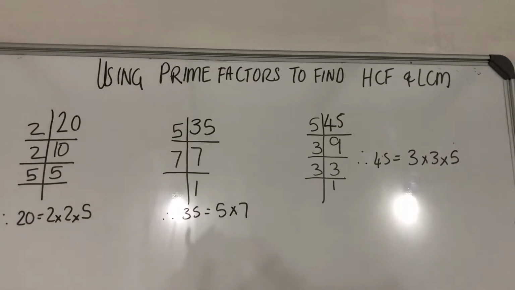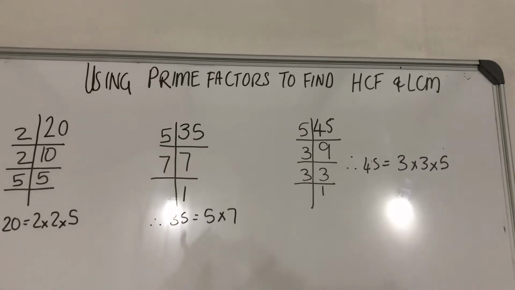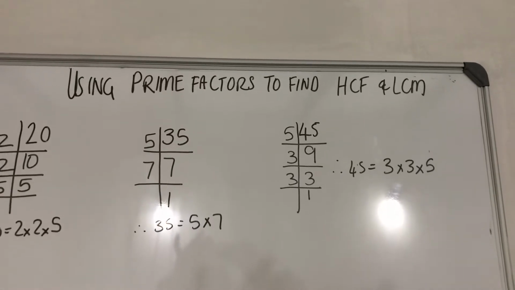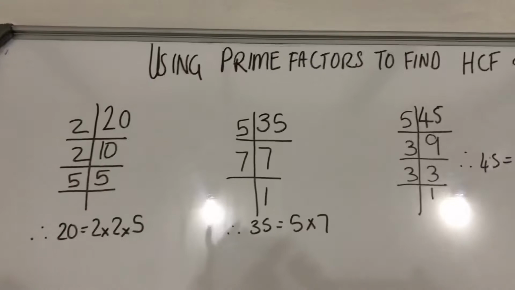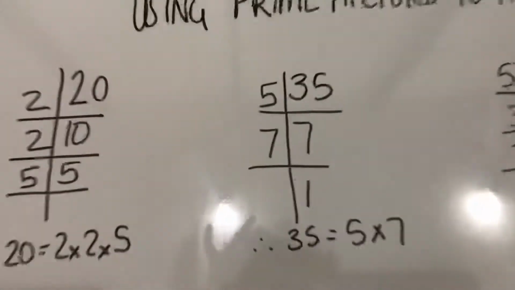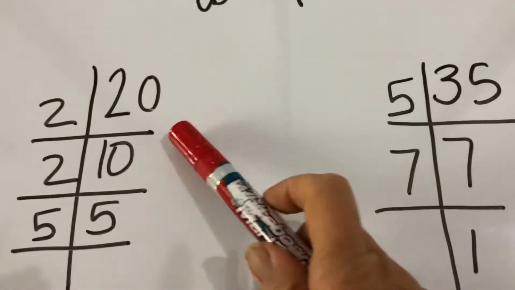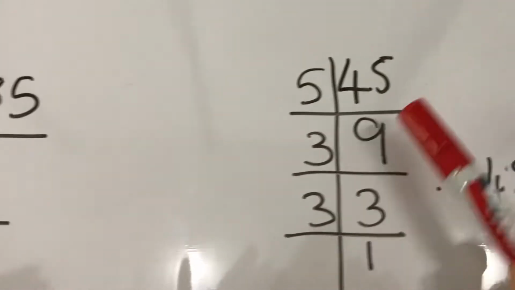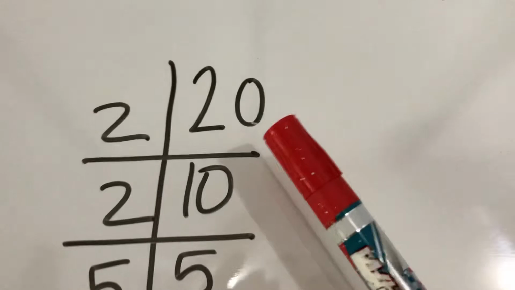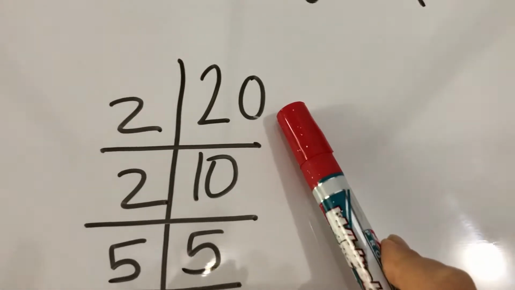Hello, I'm going to help you use prime factors to find the highest common factor and the lowest common multiple. We're going to do that for three numbers, namely 20, 35 and 45. We first need to write each number as a product of its prime factors.